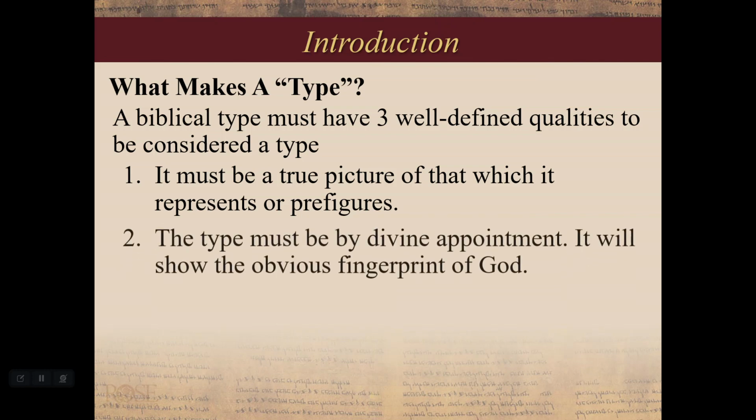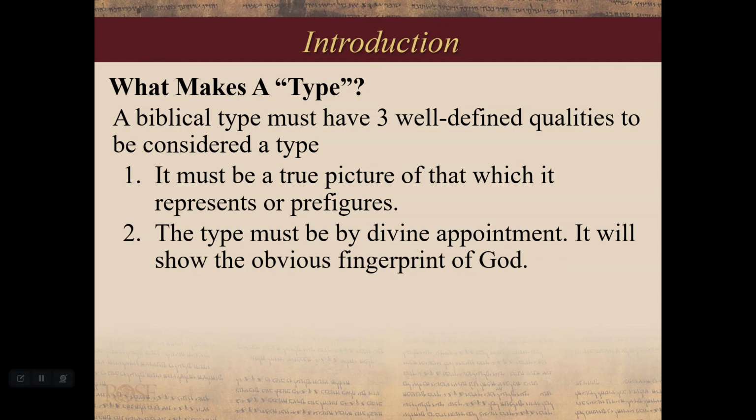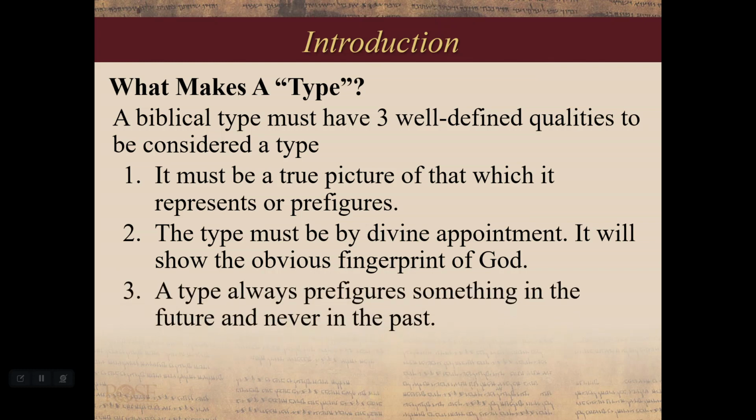The second thing is the type must be by divine appointment. It will be obvious that this has the fingerprints of God in it. And so as we go along, we're going to start figuring out what makes something definitely from God versus man just made it up. We want to know the difference there. We want to have discernment, and a part of that is recognizing the fingerprints of God. The third thing is a type will always prefigure something that's in the future. It's never going to be something in the past.